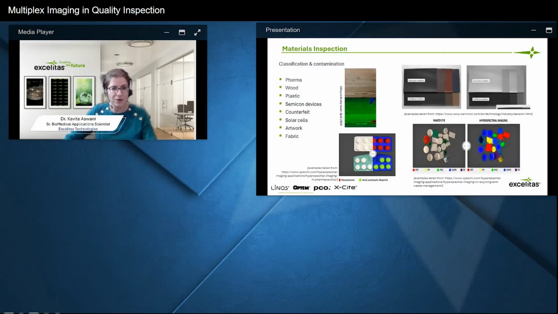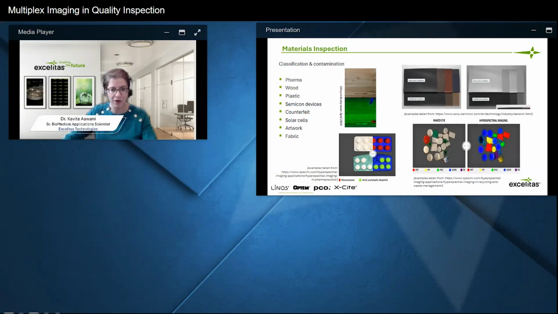In the materials world, at your top left here, you can see the analysis of wood. In the top half of the image, you can just see normal wood that you would see with a normal camera. If you then use multispectral imaging, you can see the defects in the wood. Same thing for the leather on the left-hand side. You can see under normal bright field imaging, and on the right, you can see the differences between genuine and artificial leather by using multispectral imaging.